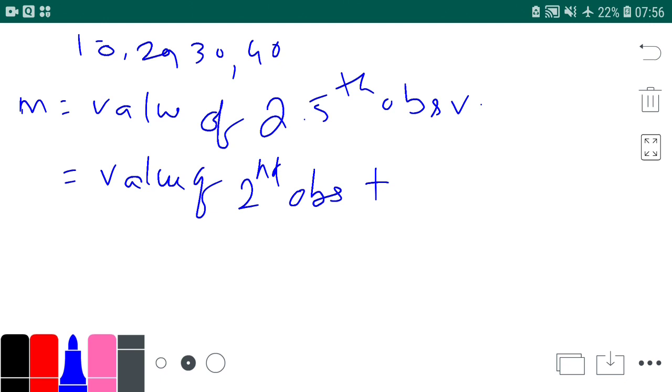Now you will separate the 2 from that 2.5. Its value is the value of the second observation plus, as you have separated 2, that is the second observation, 0.5 will remain. There is 2.5, you have removed 2, so what is remaining? Remaining is 0.5.